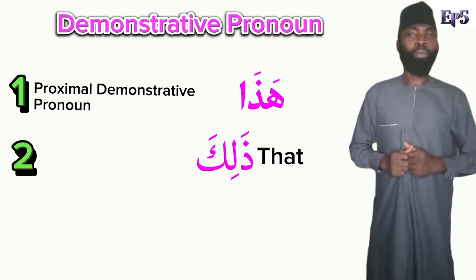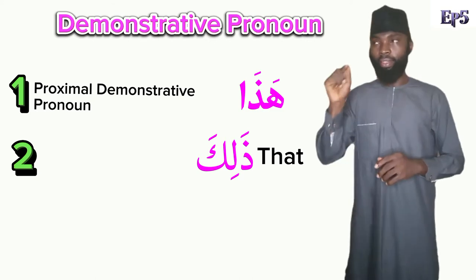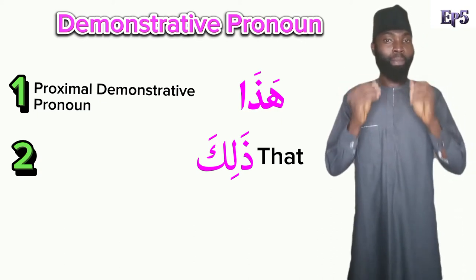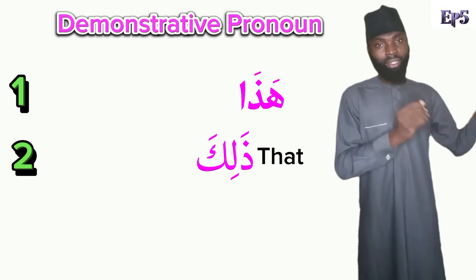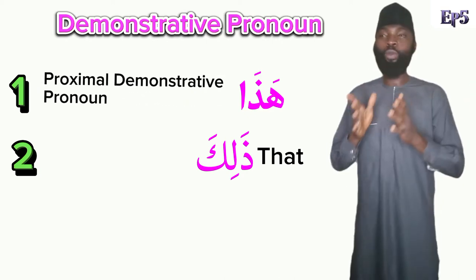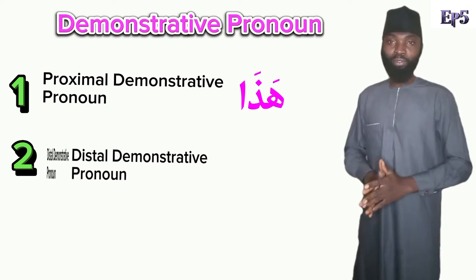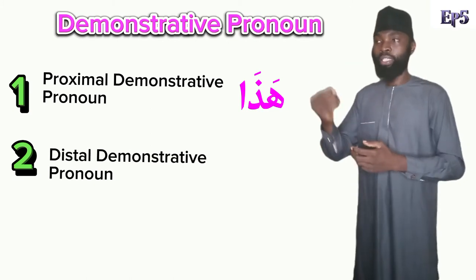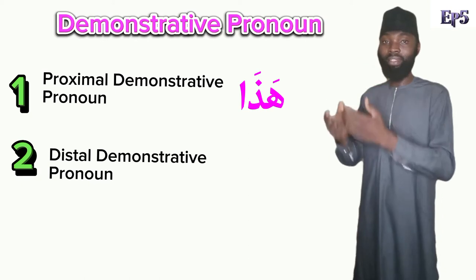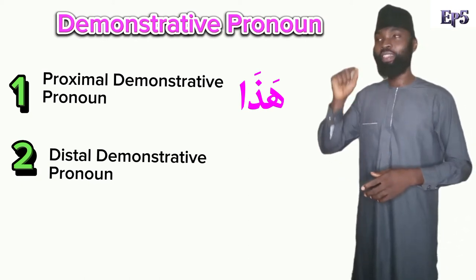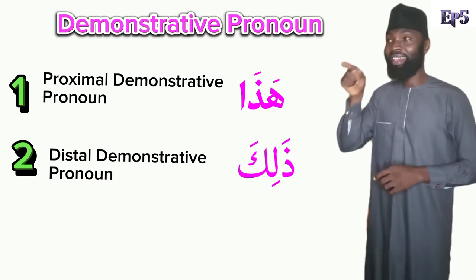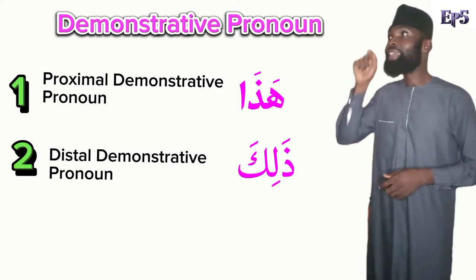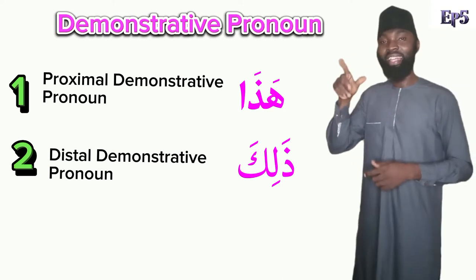Okay, mashallah, welcome back. Now, dhalika simply means that. Dhalika is the second type of demonstrative pronoun. We had finished the proximal demonstrative pronoun, and now we are moving to the distal demonstrative pronoun. This type is used when talking about something that is farther from the speaker and also the listener. So we have dhalika, meaning that. When you say hadha, this, it is something very close. But dhalika, that.